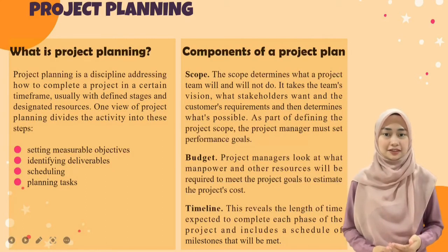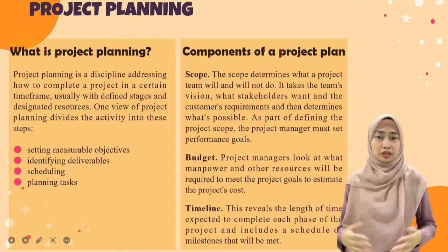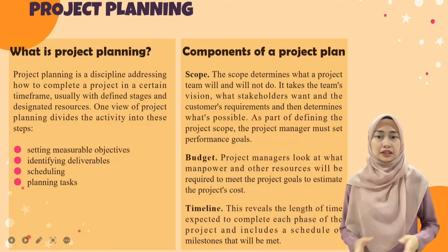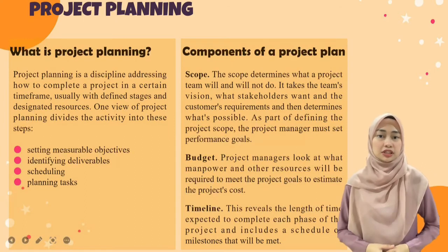The first component of a project plan is scope. The scope determines what a project team will and will not do. It takes the team's vision, what stakeholders want, and the customer's requirements, and then determines what is possible.